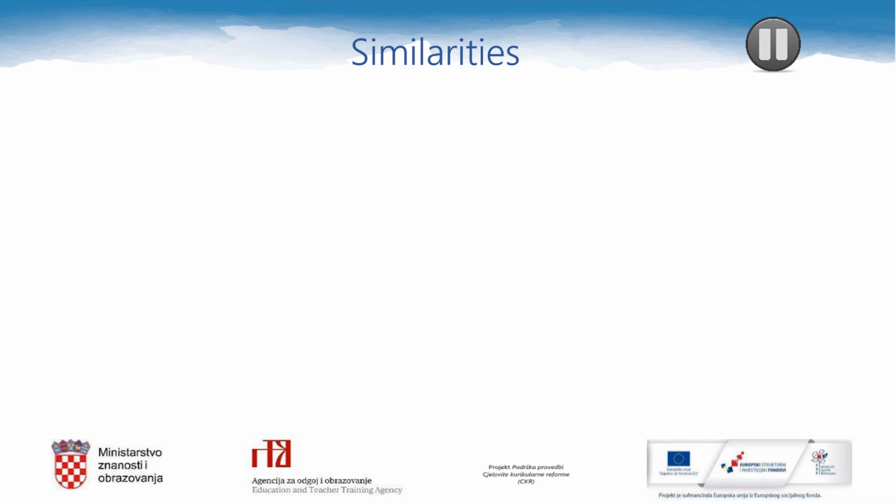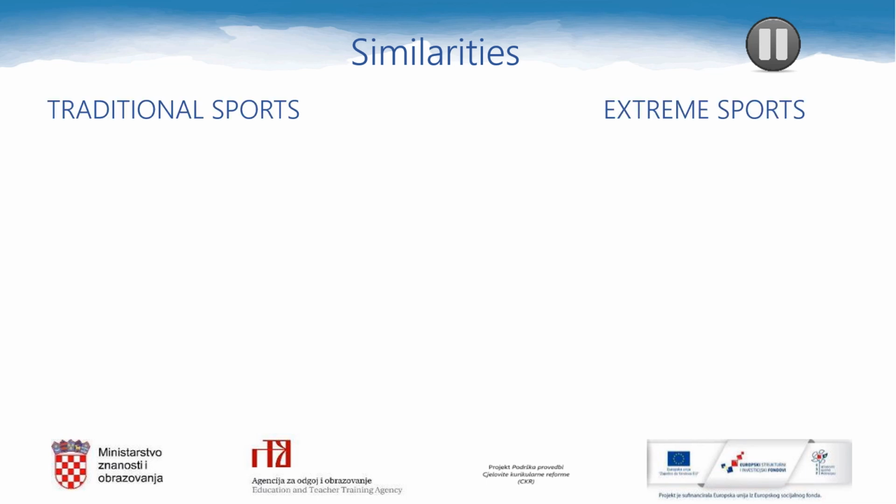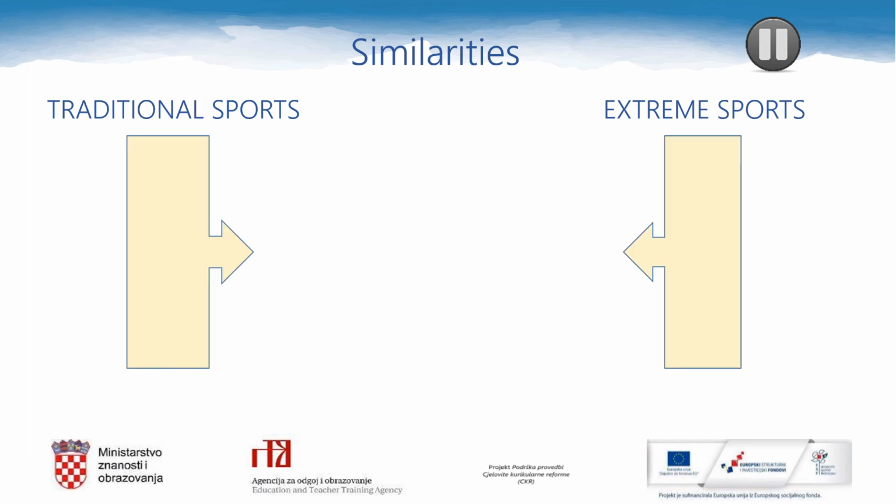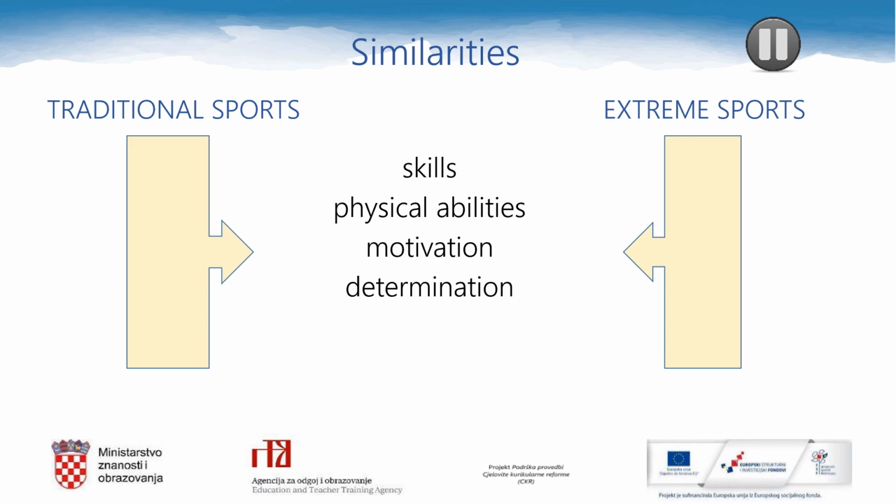Of course, there are also similarities between traditional and extreme sports. Pause the video again to think about the similarities. What is similar to these sports? What do the athletes need? They need skills and physical abilities to be able to perform any sport. Skills, vještine. They need to be motivated and they need to be determined, odlučni. And when practicing any sport, they need a lot of stamina, izdržljivost. Do you agree with this?